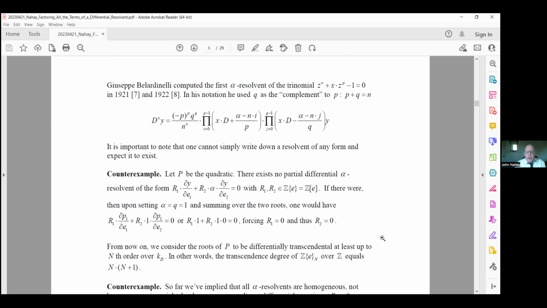and we just force r1 and r2 to be identically 0. So from now on, we consider the roots of p to be differentially transcendental, at least up to nth order over the field of constants with respect to derivation d. In other words, the transcendence degree of this polynomial ring and the derivatives of e up through nth order over z equals n times n plus 1. So, e1 up to e sub n, and then up to their nth derivatives. It's the total of n times n plus 1 variables.